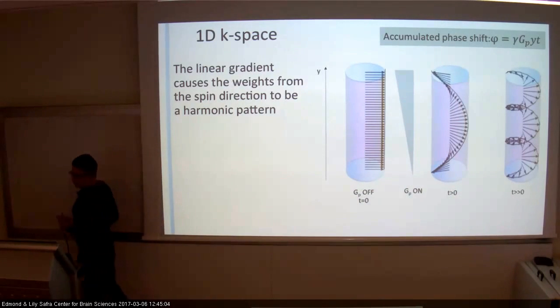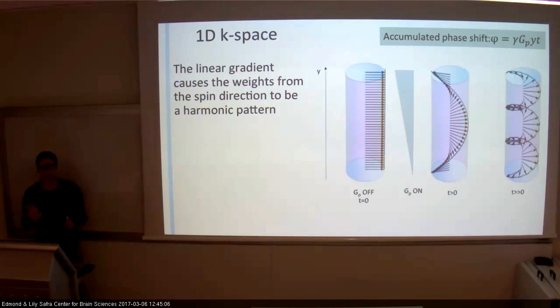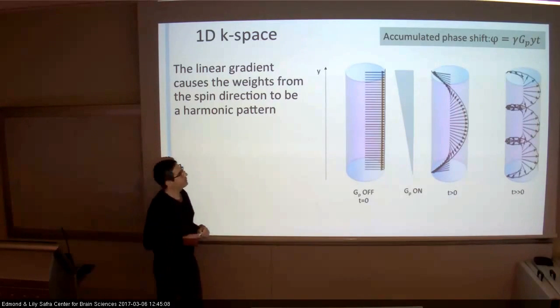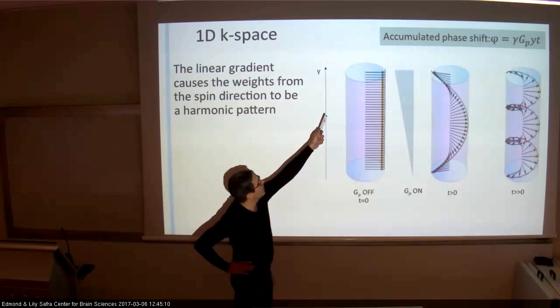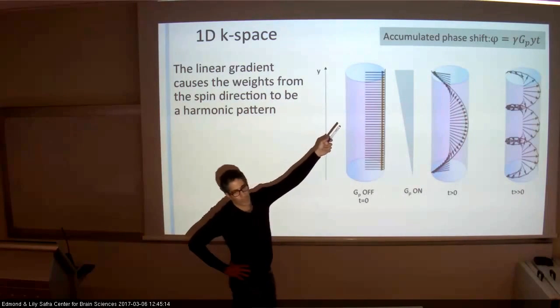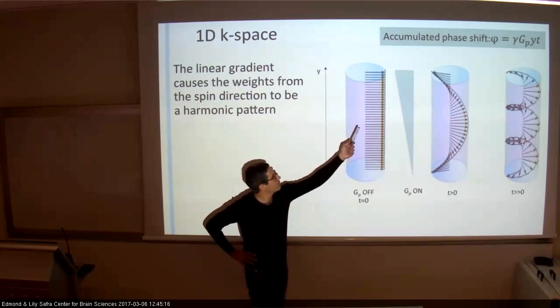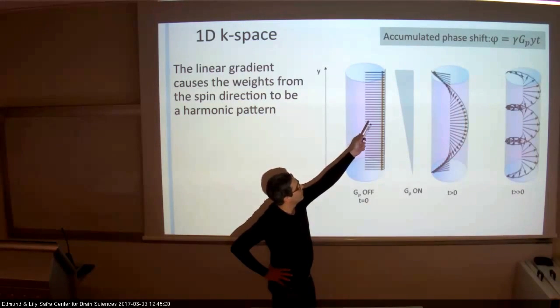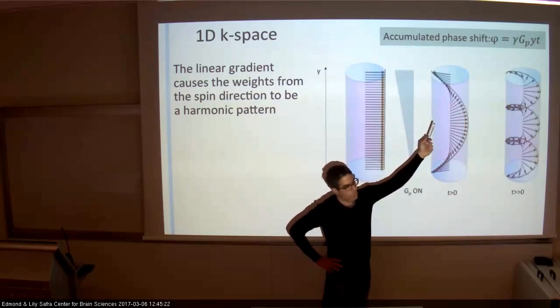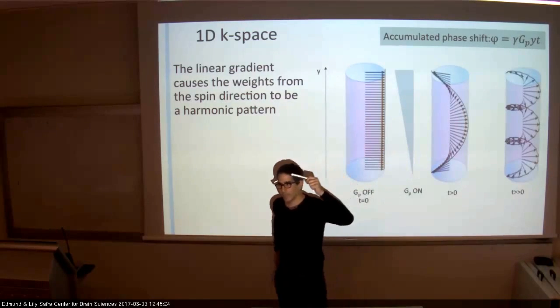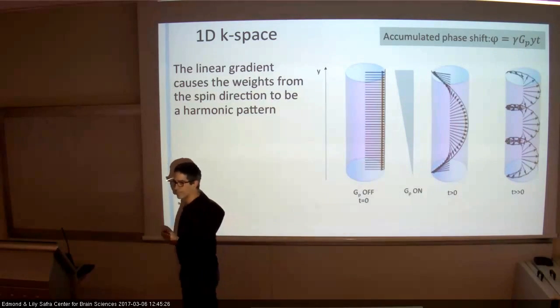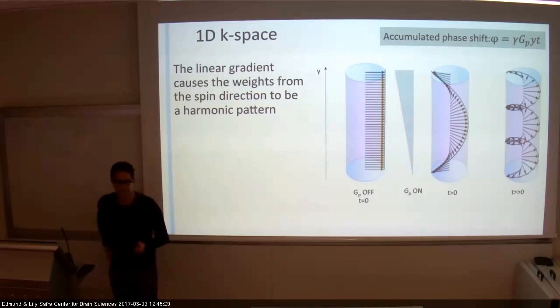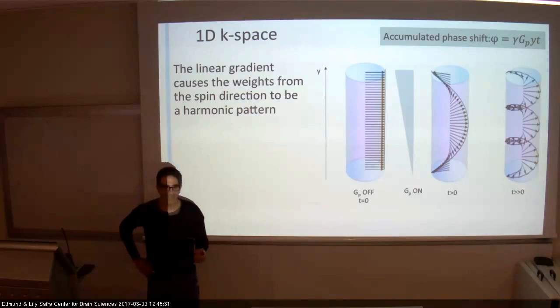So, and we actually understand it fully. We understand that the phase that we accumulate is a function of the gradient, that's G of T, some constant of the magnetic field, position, that's Y, and time. Fine? Simple. Do all tissues accumulate phase with the same pattern?